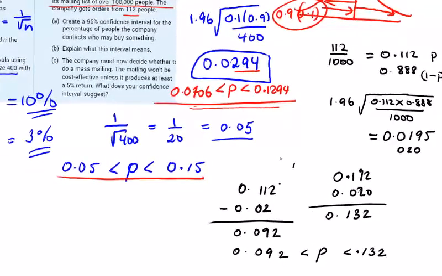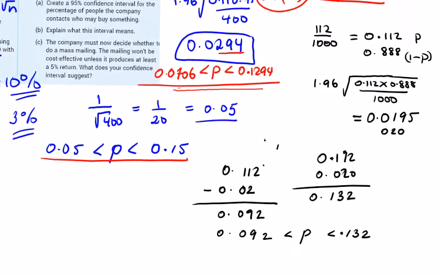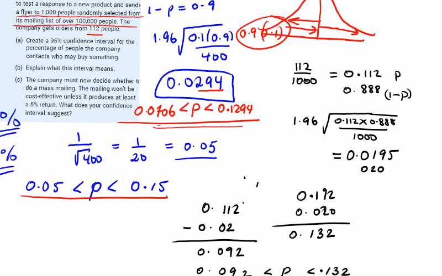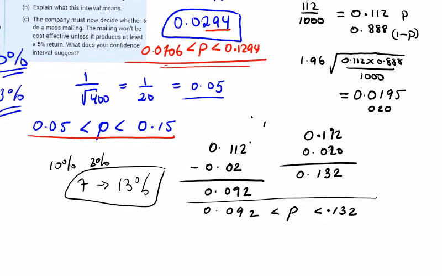So the mailing company must decide whether to do a mass mailing. It won't be cost effective unless it produces at least a 5% return. I think we could suggest here that there is a 10% return from 1,000 people, where the margin of error is about 3%. So a 10% return is 100. We have 112. 1,000 is like that 900 that we started with, 3% margin of error. So a basic band here will be 7 to 13%, or more in line with this, 9 to 13%. I messed up on the last version of it, but this is the correct answer for question 14.